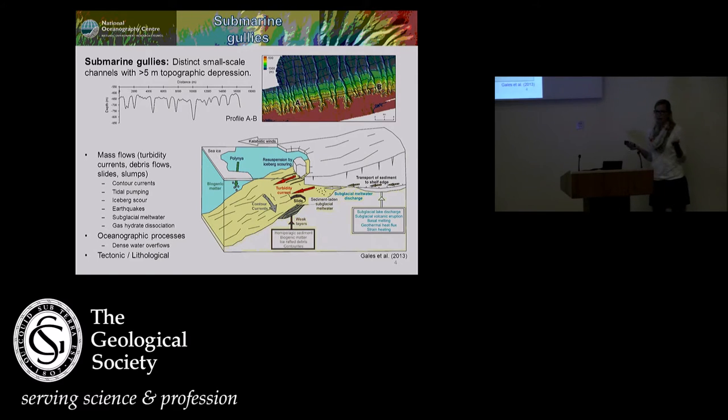And these can be triggered by a number of different factors. For example, contour currents or tidal pumping beneath ice sheets. Also, iceberg scouring on the shelf edge, earthquakes, subglacial meltwater that's released from beneath an ice sheet, and also gas hydrate dissociation. They can also be influenced by oceanographic processes such as dense water overflows or riverine processes, also tectonic or lithological processes.